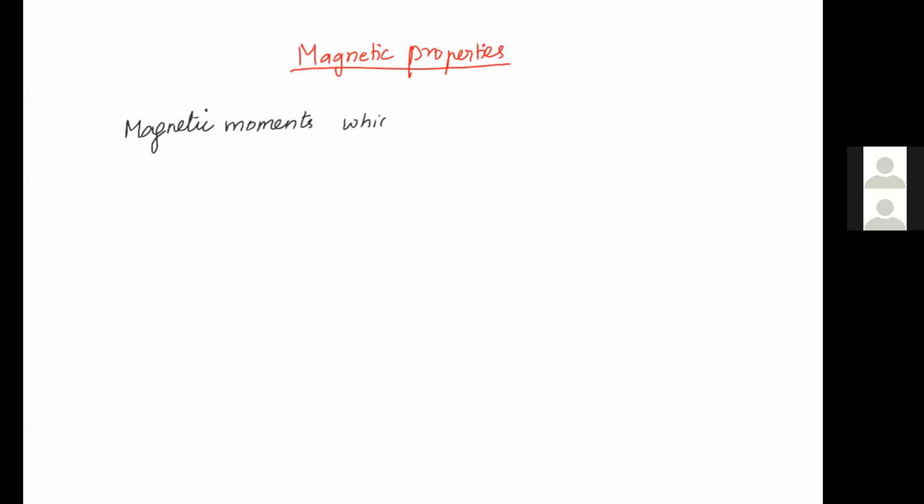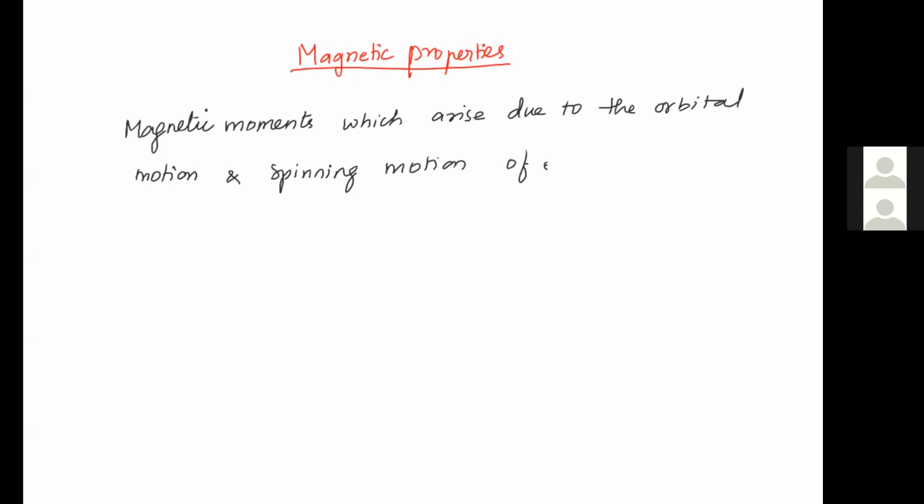which arise due to the orbital motion and spinning motion of the electron. I hope you understand what I mean, orbital and spinning.